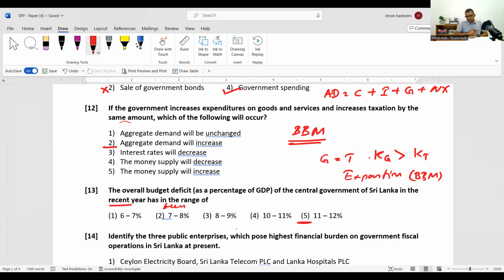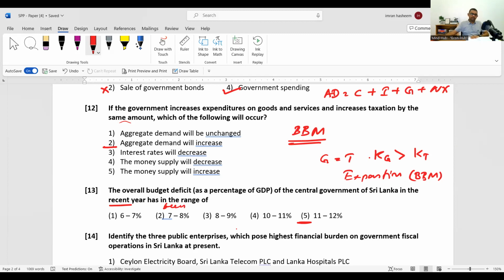With the 2020 pandemic impact and the 2021 post-pandemic impact, the government had big expenditures, pandemic-related welfare payments and vaccination and all that. Then came the crisis in 2022. With all of this together, the budget deficit as a percentage of GDP went beyond the single-digit value. Now our budget deficits are not only in the 10 to 11% range, they are in the 11 to 12% range now.